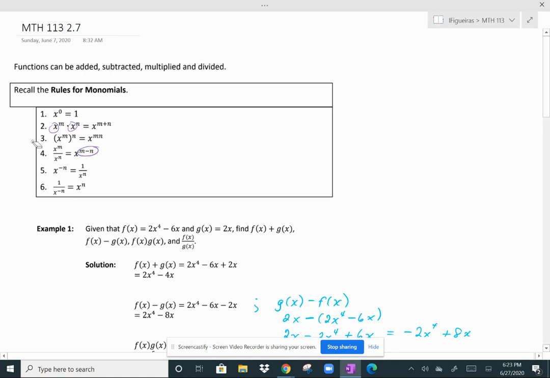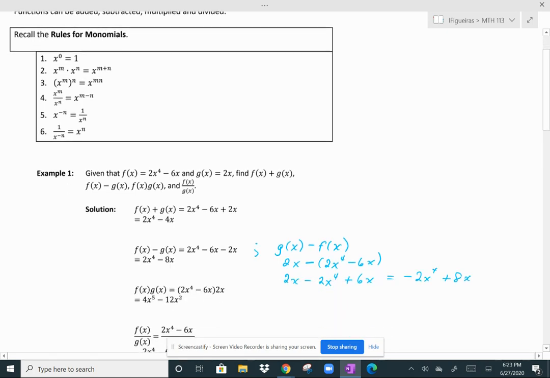And rule number 5 and 6 are similar, and we need those rules because you shouldn't leave negative exponents in your final answer. So if you have x to the negative n power, you correct for that by taking the reciprocal of x and raising it to the positive n power. So x to the negative n is the same as 1 over x to the n. And then the 6th rule is the opposite. If you have a negative exponent in the denominator, you correct for that by bringing the base up to the numerator and changing the exponent to positive. So 1 over x to the negative n is x to the positive n power.